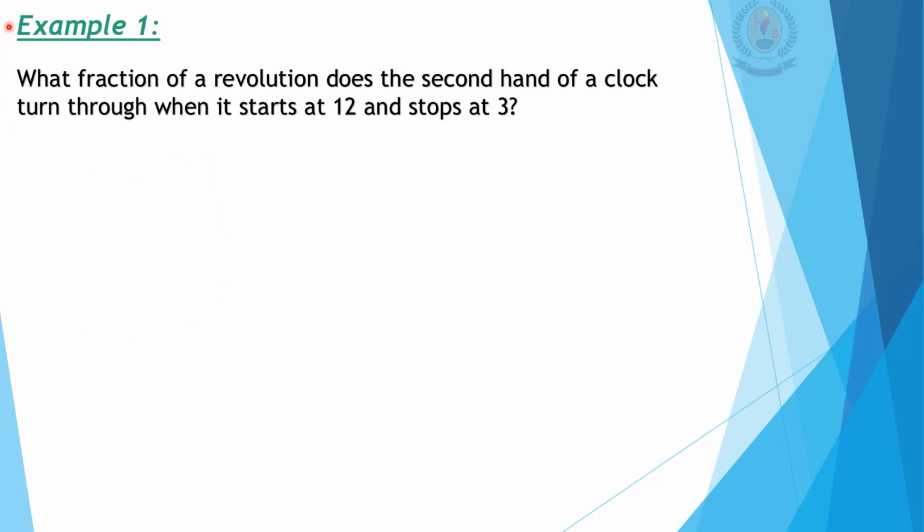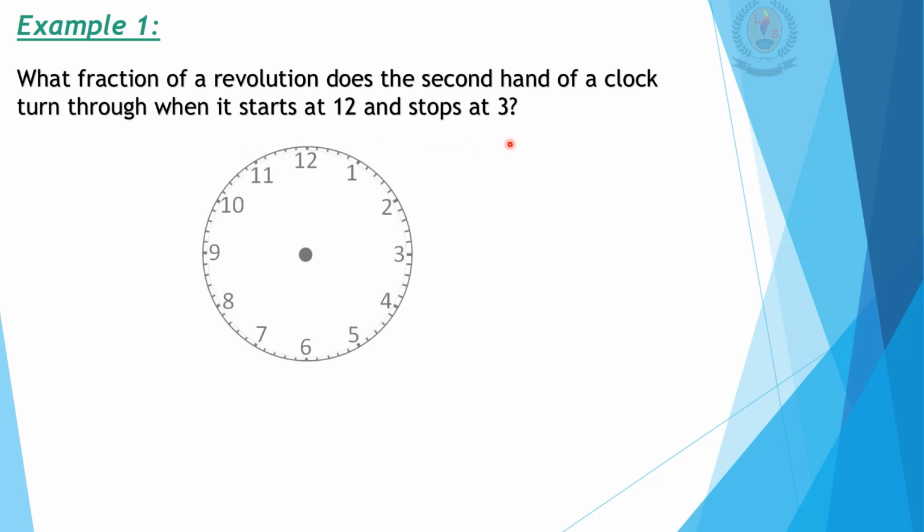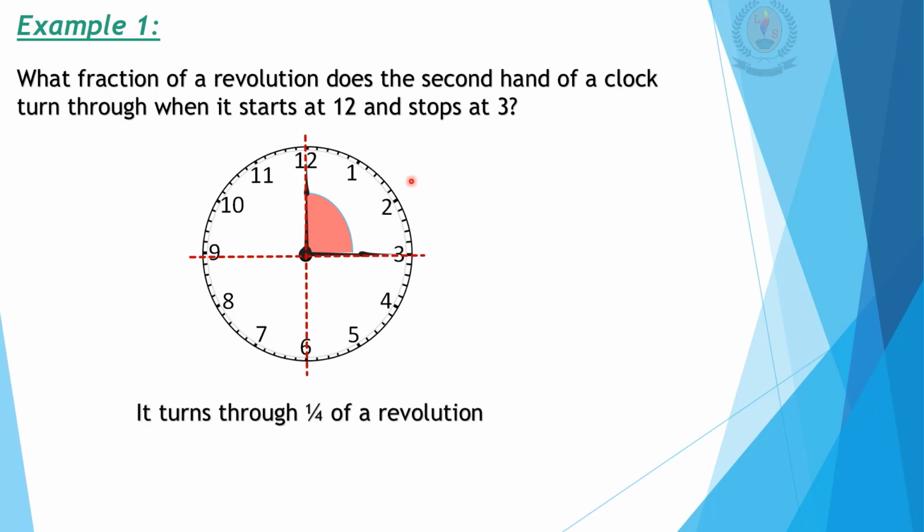Now, let's see the way of finding the fraction of a revolution. Let's see this example. What fraction of a revolution does the second hand of a clock turn through when it starts at 12 and stops at 3? It's easy if we get a clock face to find the answer. In the question we can see the second hand has started at 12 and stops at 3. So, if we see the part of the whole on the clock face, we can see it's like a quarter. So children, here the fraction of a revolution is quarter. We can say the second hand turns through quarter of a revolution.